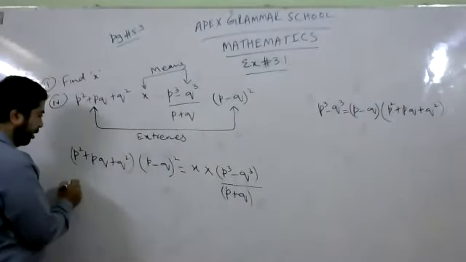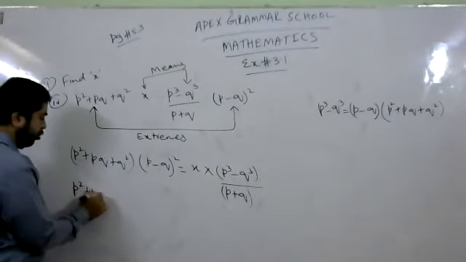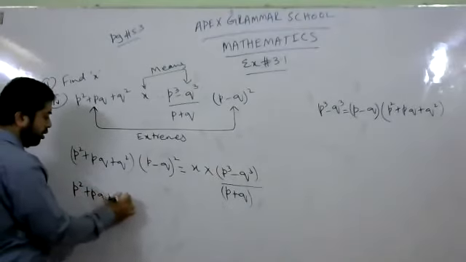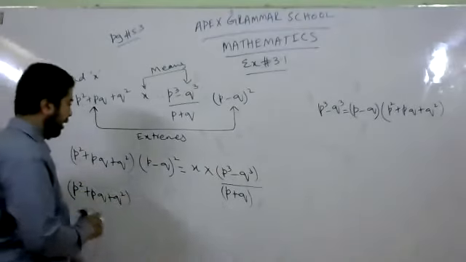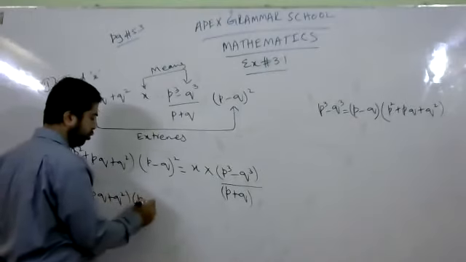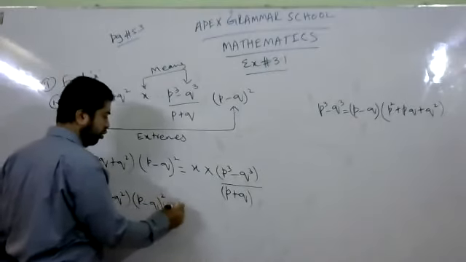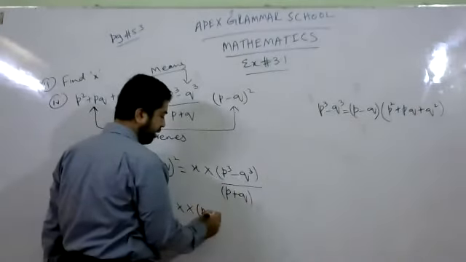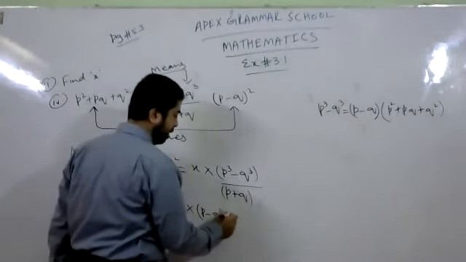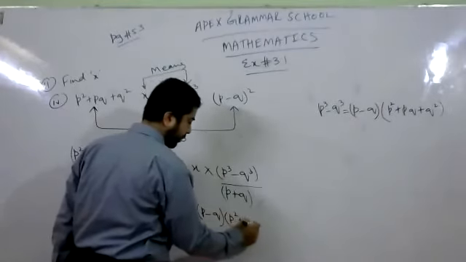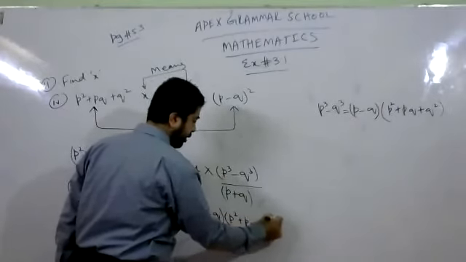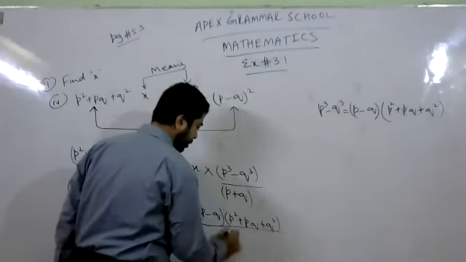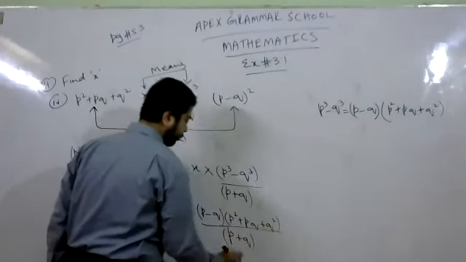So p square plus pq plus q square multiplied by p minus q whole square is equal to x multiplied by, open this formula just like that, p minus q square plus pq plus q square divided by p plus q.